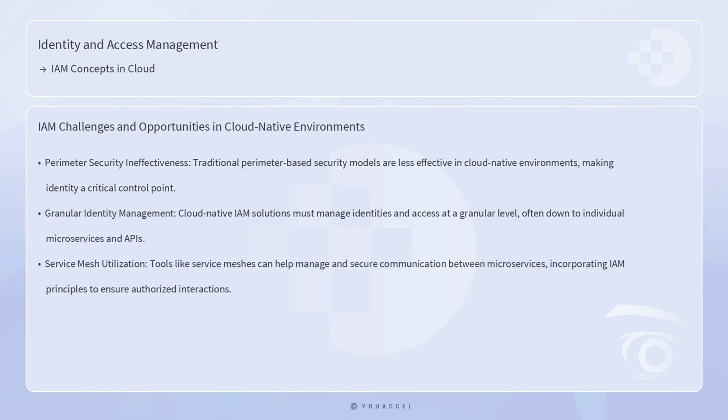The rise of cloud-native applications and microservices architectures has introduced new challenges and opportunities for IAM. In these environments, traditional perimeter-based security models are less effective, and identity becomes a critical control point. Cloud-native IAM solutions must be able to manage identities and access at a granular level, often down to individual microservices and APIs. Tools like service meshes can help manage and secure communication between microservices, incorporating IAM principles to ensure that services can only interact with authorized counterparts.